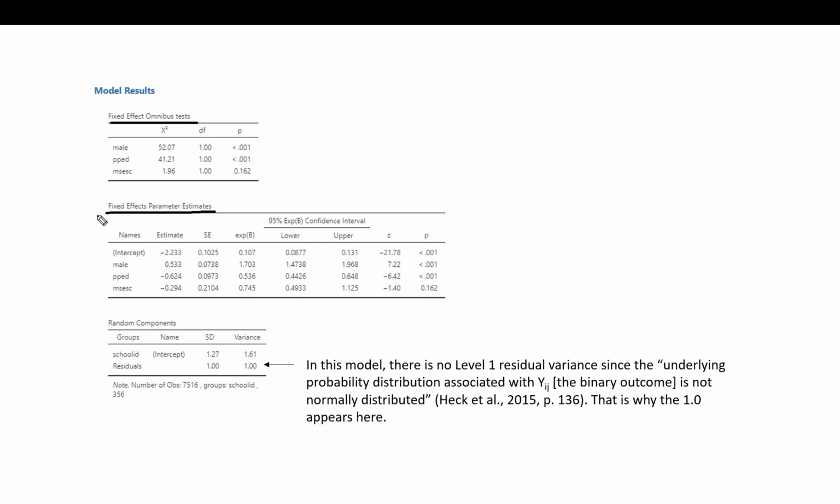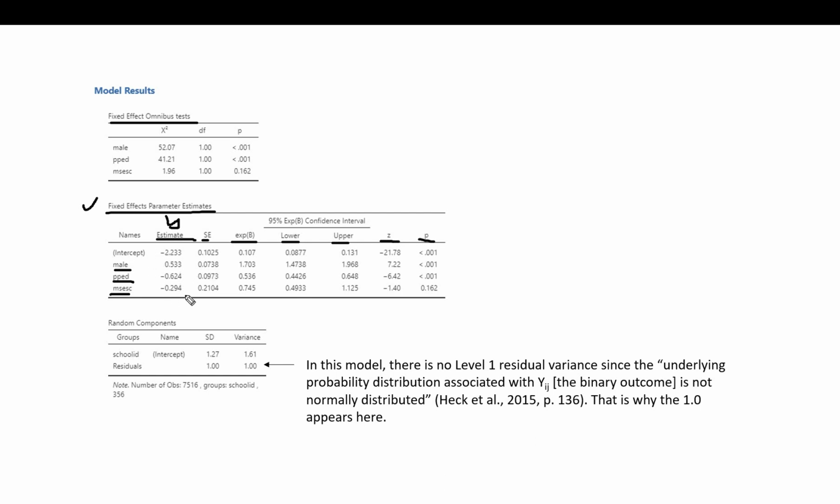Next, looking at our model results, you can see that we have fixed effects omnibus tests and fixed effects parameter estimates. Most of the time I tend to go to this area right here for the fixed effects parameter estimates, and you'll notice that we have our three predictors: the male, PPED, and our school aggregate for socioeconomic status. In the estimates column, these are the regression coefficients. You can see that we have our standard errors. This right here is a column of odds ratios, as well as a 95% confidence interval for the odds ratios, z values, and p values.